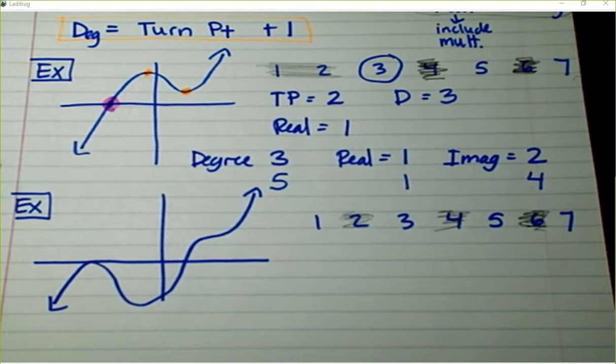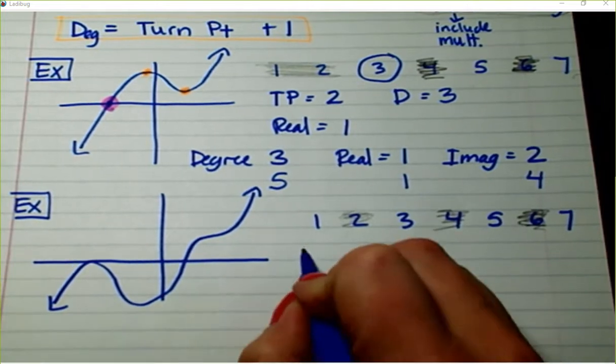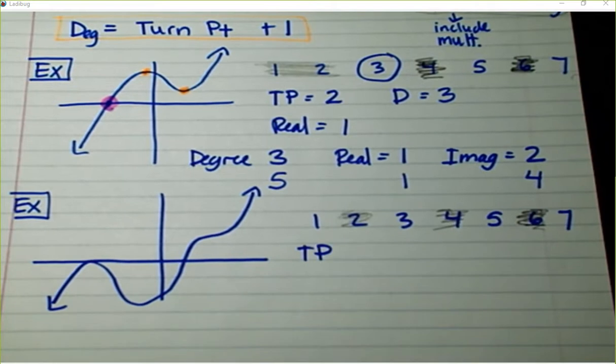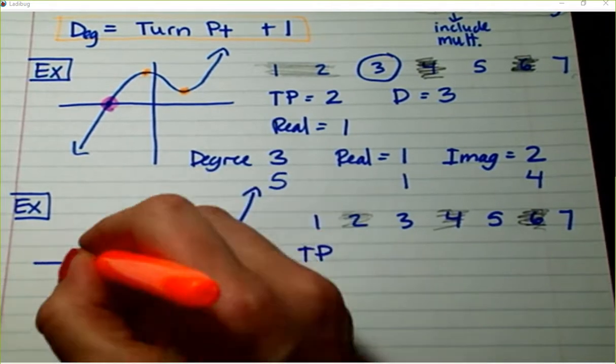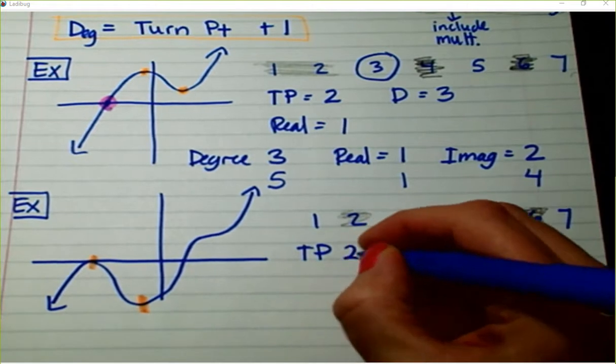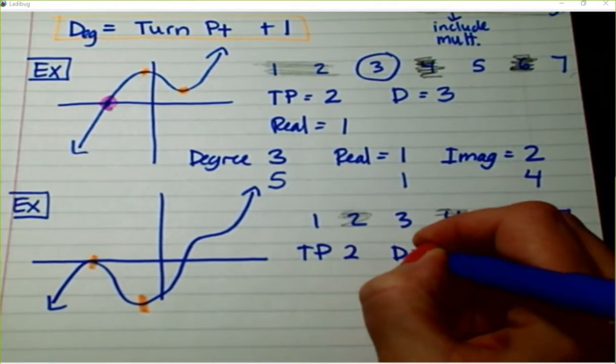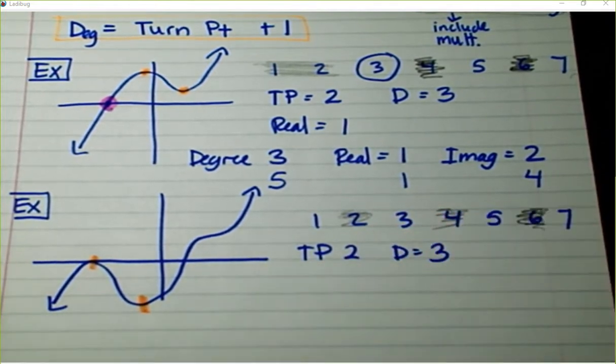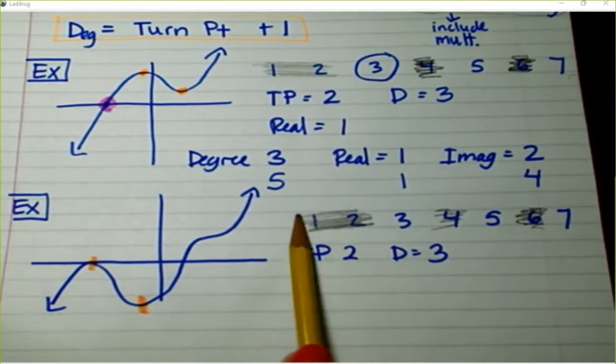Okay. How many turning points? That's not a turning point, guys. It does not actually change directions. Kind of squiggles a little, but it's not actually changing directions. So 2 turning points means the degree should be 3 because it goes up 1. So I'm going to just cross out everything below.